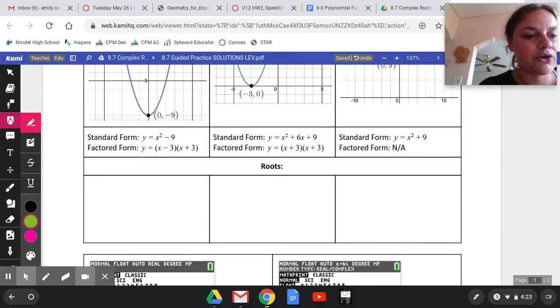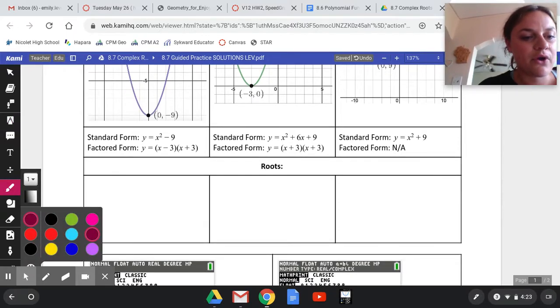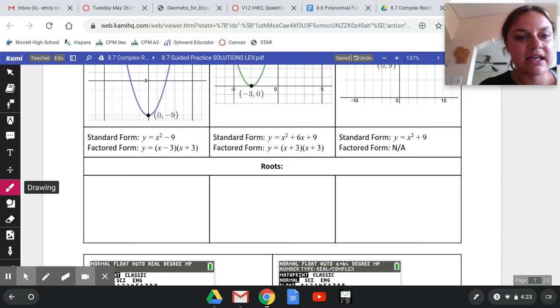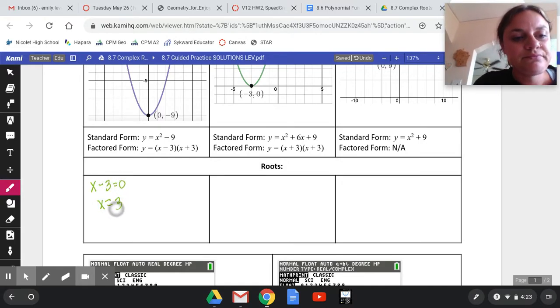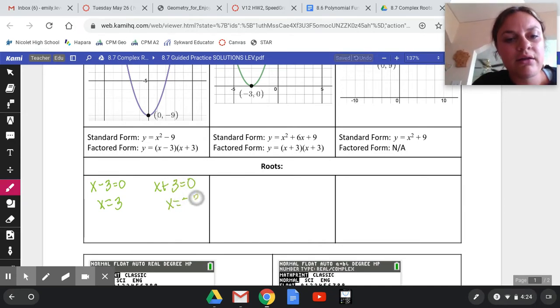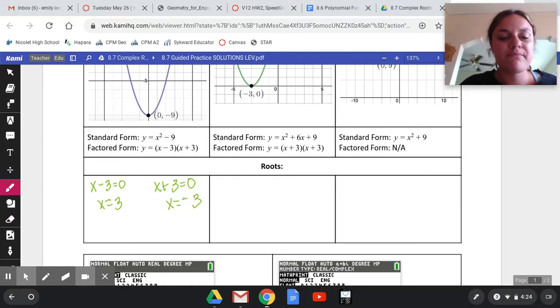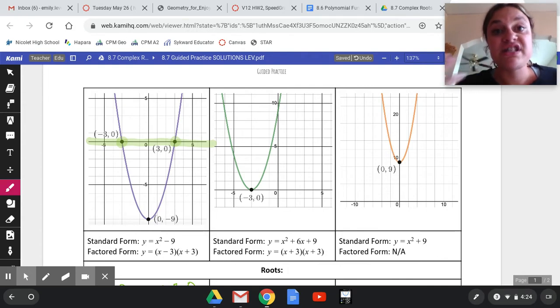If I were to solve for those algebraically, I would take each of my factors and set them equal to 0. Setting x minus 3 equal to 0 gives me x equals 3. x plus 3 equals 0 gives me x equals -3. So there's my first example: two distinct roots, or two single roots.